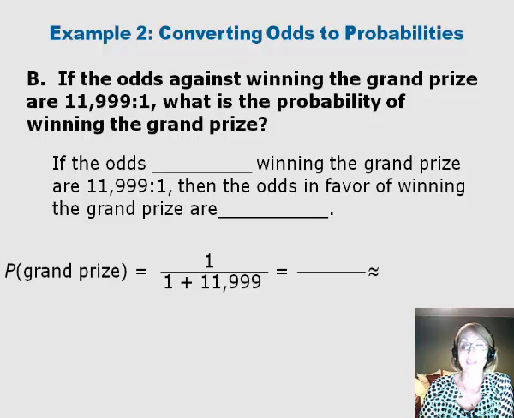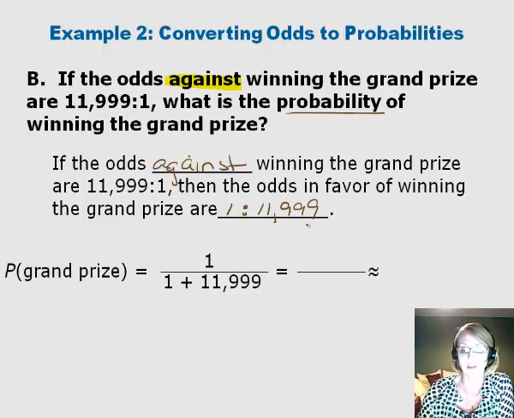If the odds against winning the grand prize are 11,999 to 1, what's the probability of winning the grand prize? Well, if the odds against winning the grand prize are 11,999 to 1, then the odds in favor of winning the grand prize are 1 to 11,999. That gives us the odds.